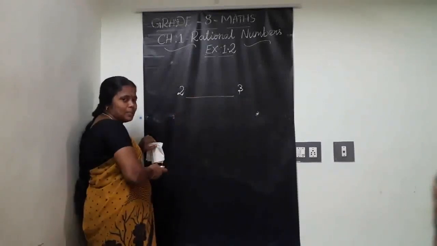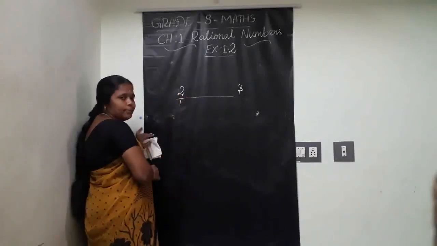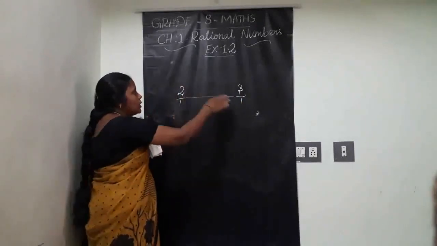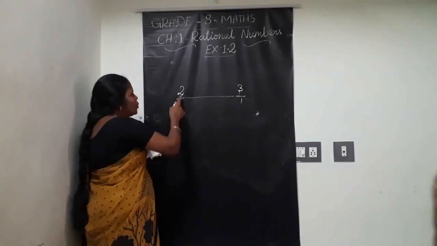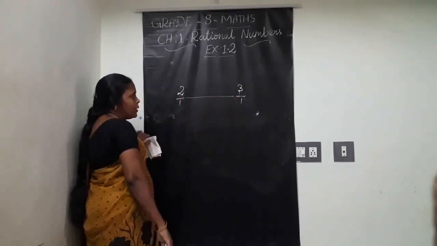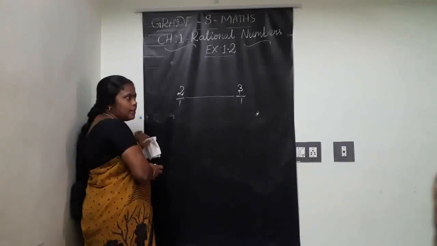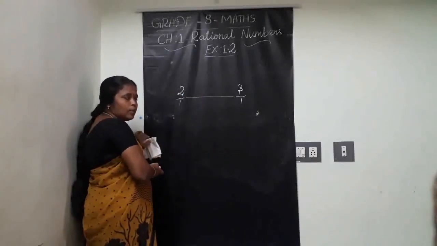How is it possible? See, 2 can be written as 2 by 1. 3 also can be written as 3 by 1. Now both become rationals. You know it. So 2 by 1, 3 by 1. In between, how many rationals? Actually, we can make equivalent rationals. Yes or no?